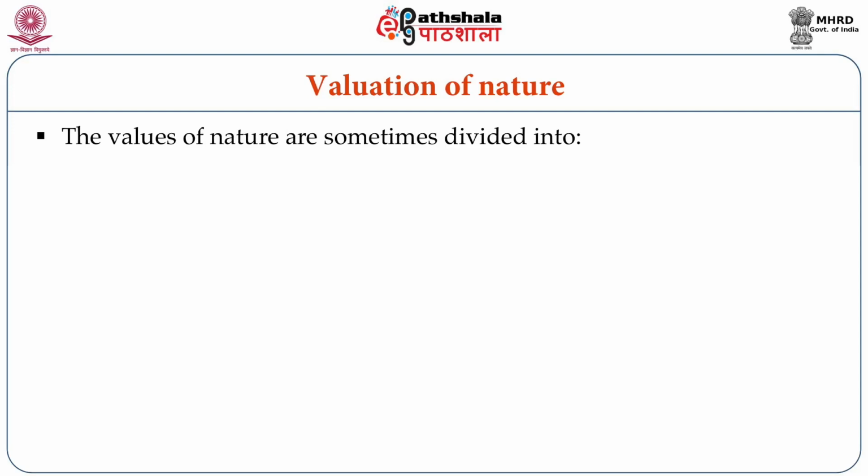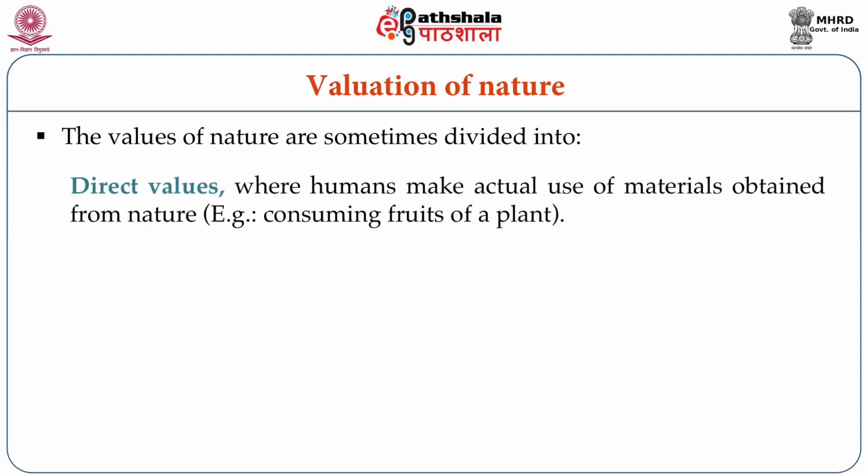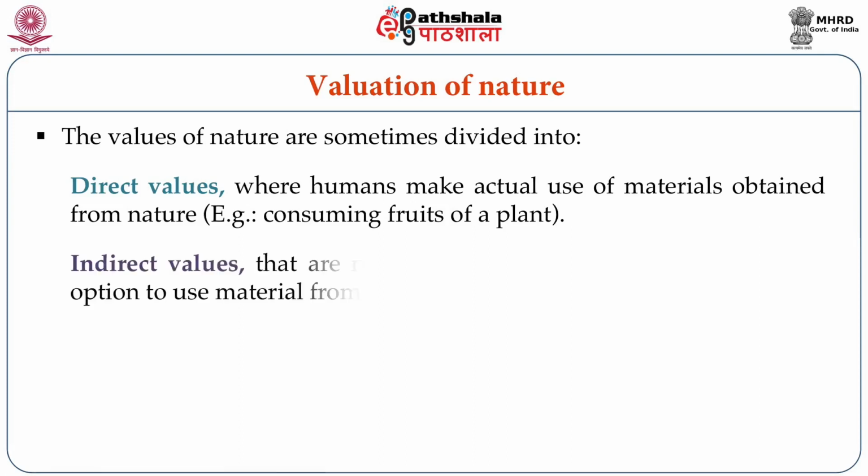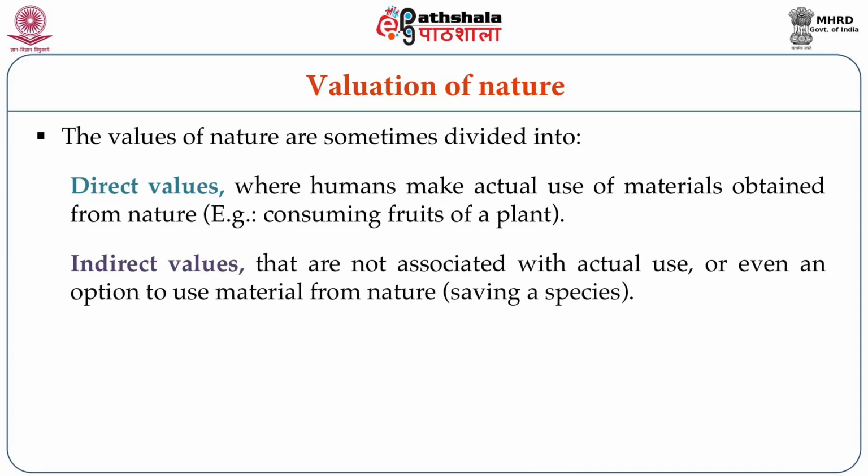So there are two types of values of nature here: direct values and indirect values. What is a direct value? Direct values are where humans make actual use of materials obtained from nature. For example, consuming fruits or plants, vegetables for our daily use. Now let's come into indirect values. What is an indirect value? Indirect values are those that are not associated with actual use or even an option to use materials from nature. For example, saving a species is an indirect value that is added to the natural resource system.